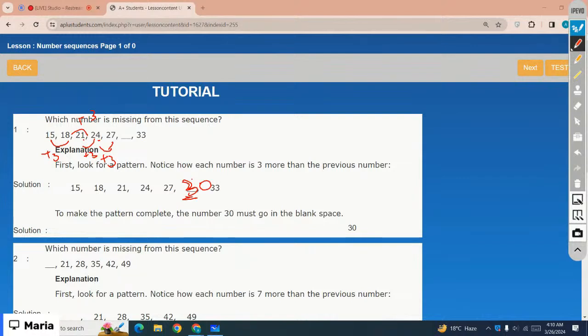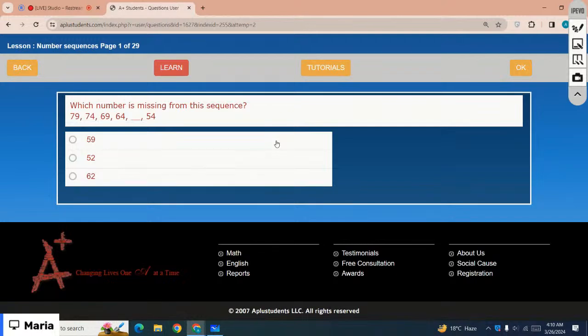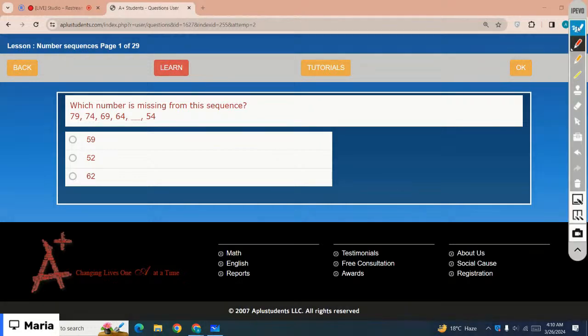So let's just start with the test questions. Okay, which number is missing from the sequence? Let's just understand the sequence first. The numbers are 79, 74, 69, 60. The pattern is decreasing, right? That means you are going to subtract a specific number. 79 minus 74 is 5. 74 minus 69 is 5. That means each time you're decreasing by 5, right?